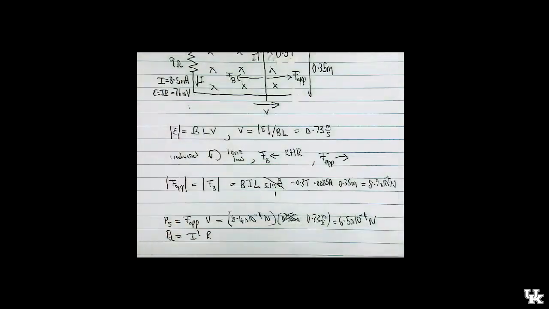This is the induced current, which we know. We were told it. It is 0.0085 amps. And I've got to square that. And then I've got to multiply it by the resistance. We also know that. That's 9 ohms. And look, here's a bit of magic. If you calculate this number, it also is 6.5 times 10 to the minus 4 watts.